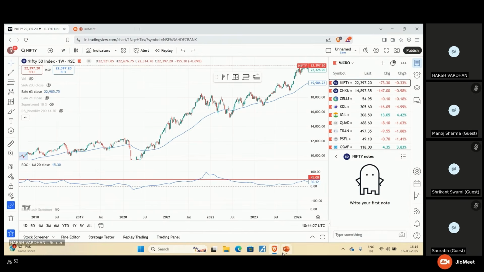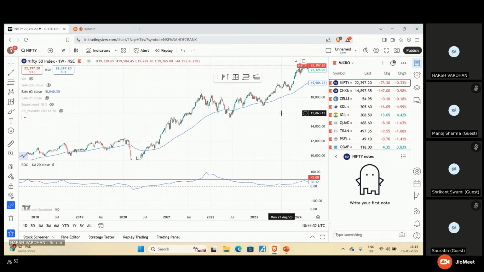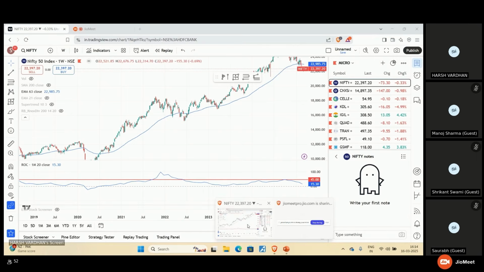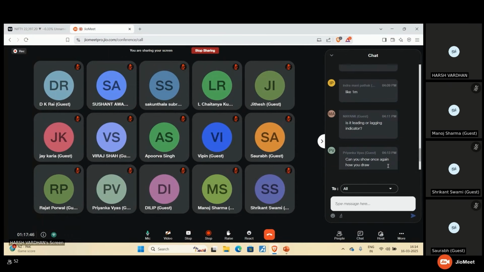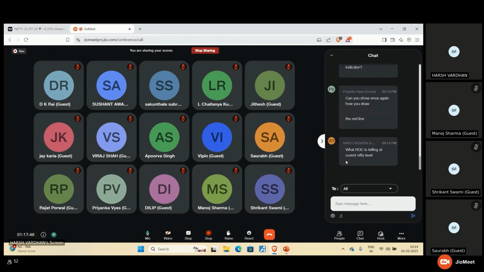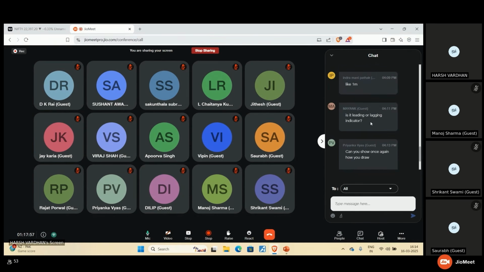Let me come to lagging indicator. Is there any other query as well? I will take all of it in one go. Can you show once again how to draw the red line? Okay, I will show it. What ROC is telling at current Nifty level? Okay, I will cover it. Is it leading or lagging? Okay, I will cover leading and lagging.